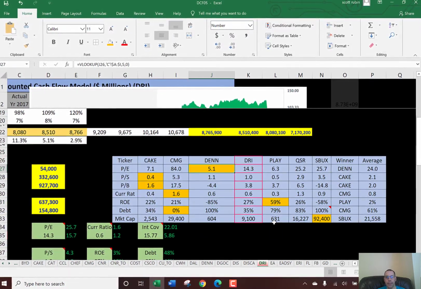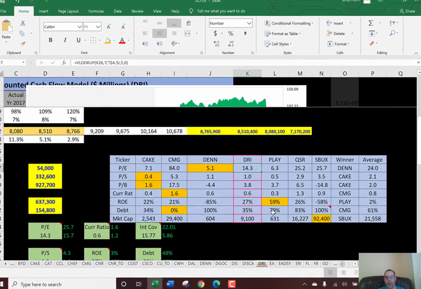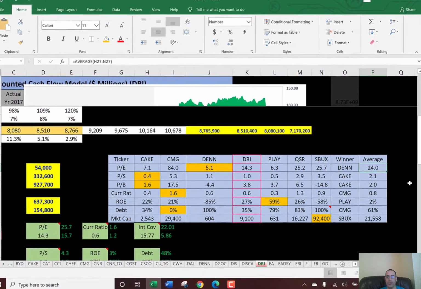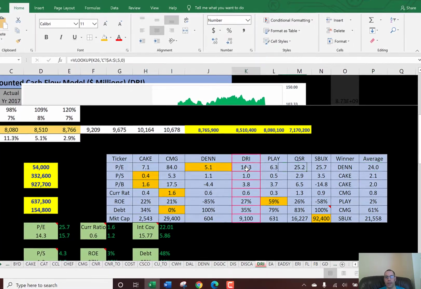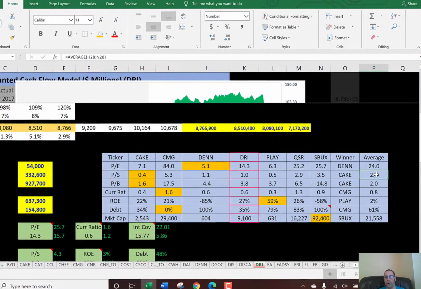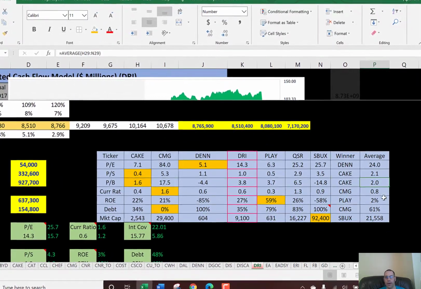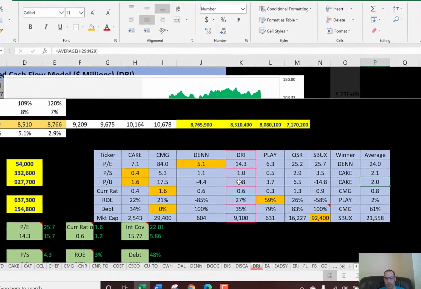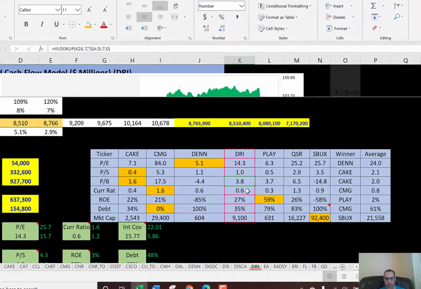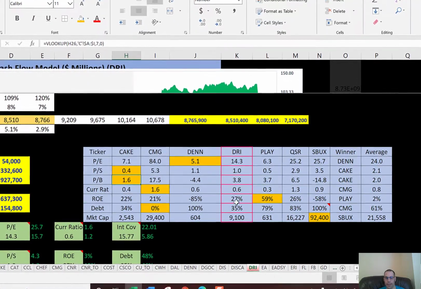So Denny's has the best PE of 5.1. Darden is 14.3. The average for this industry is 24. So Darden is less than the average. The average price to sales ratio is 2.1. Darden is 1.0. The average price to book is 2.0. Darden is higher than the average, at 3.8. Cheesecake Factory has the best at 1.6.